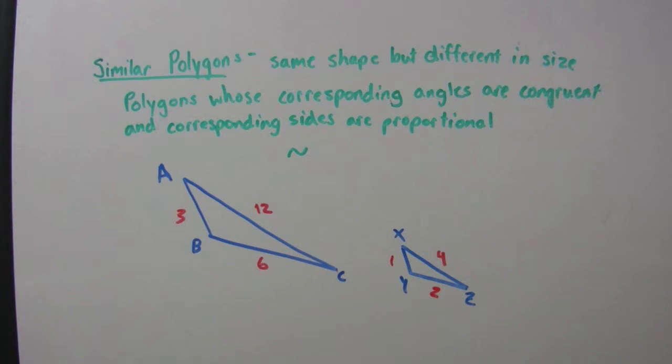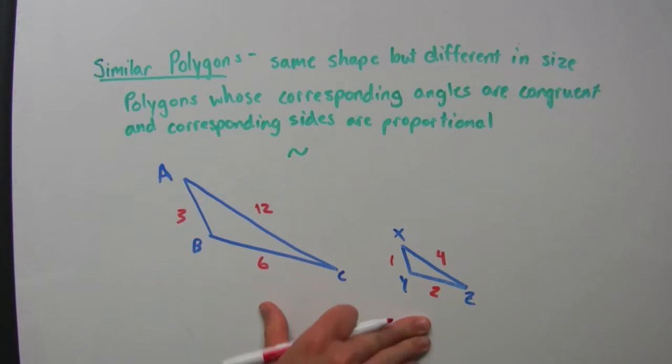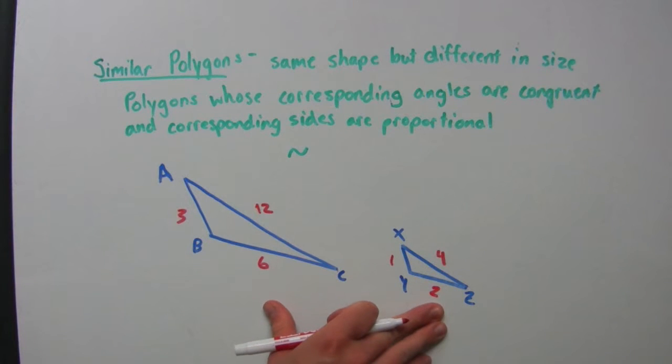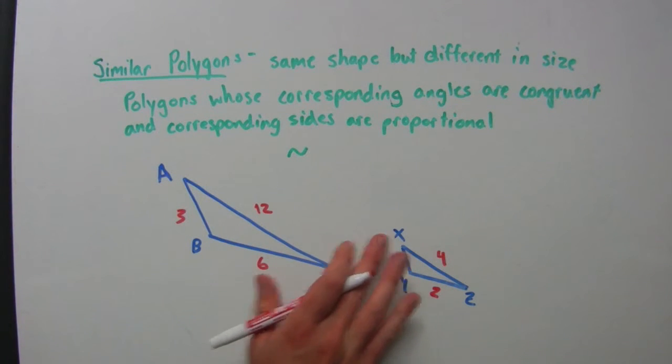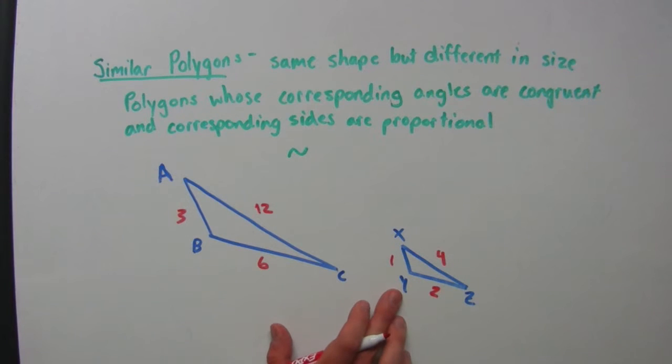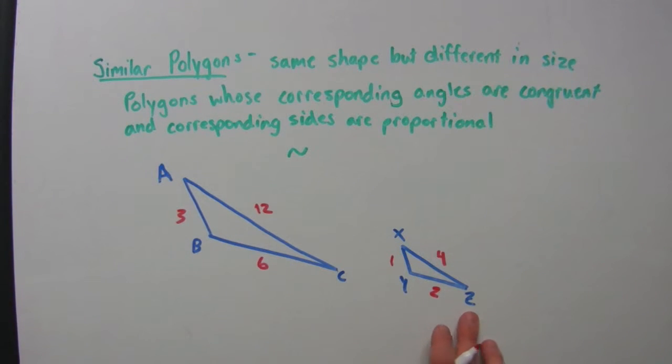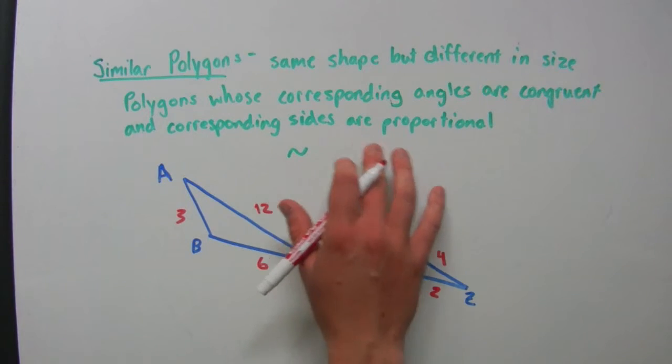Here I have two triangles, ABC and XYZ. AC is 12 units long, AB 3 units, BC 6 units, XZ 4 units, XY 1 unit, YZ 2 units. These two polygons, or these two triangles, are similar polygons. Angle A is congruent to angle X, angle B is congruent to angle Y, angle C is congruent to angle Z, and the corresponding sides are proportional.